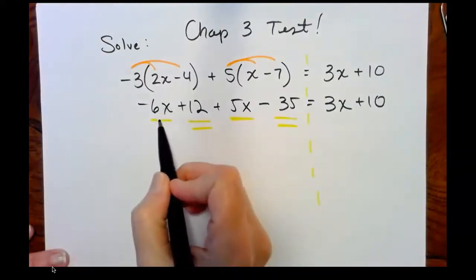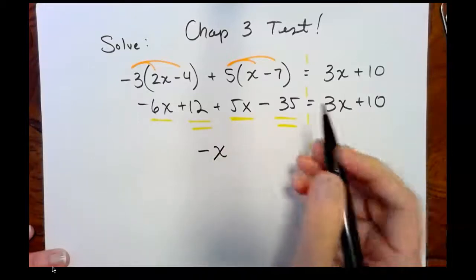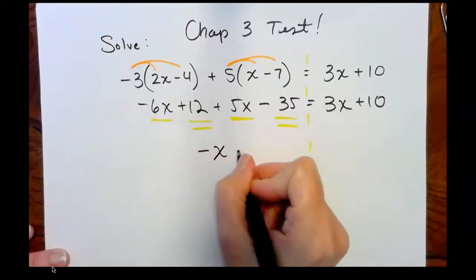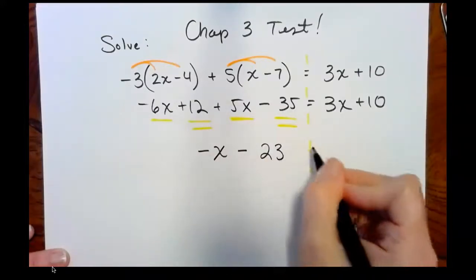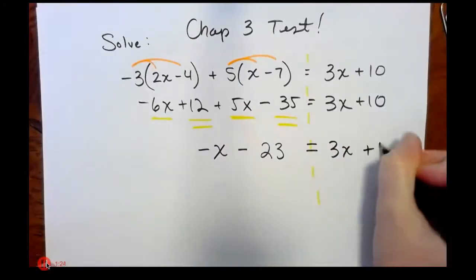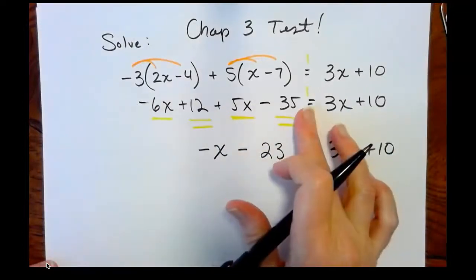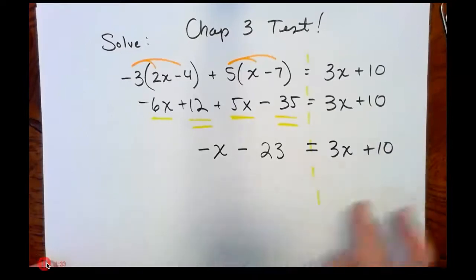A -6x and a 5x gives us a -1x. A +12 and a -35 gives us 35 minus 12, that is a -23. Equals 3x plus 10. Now that we have everything done on the left-hand side that we can do, now we're going to start moving things across the equal sign.